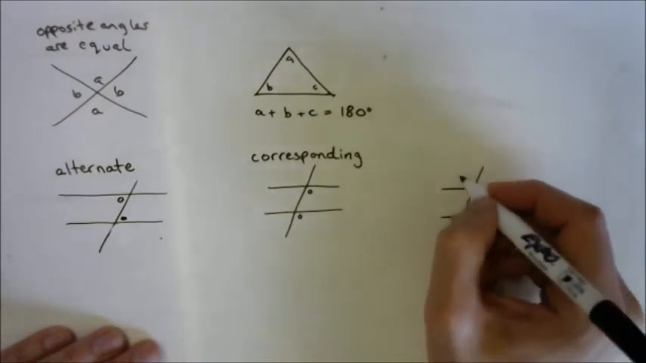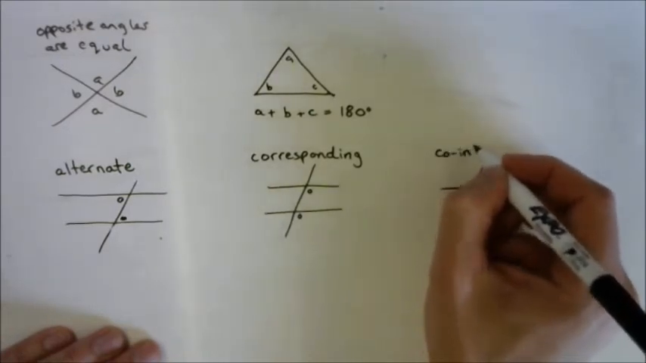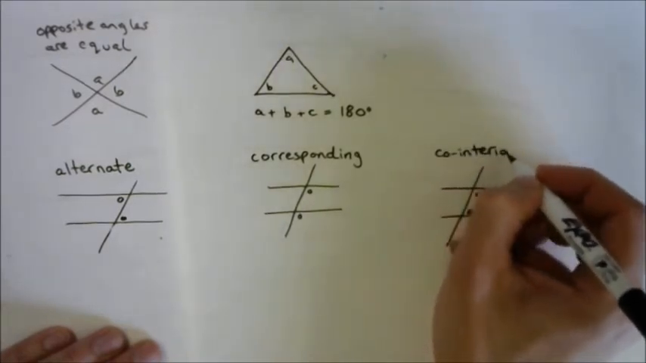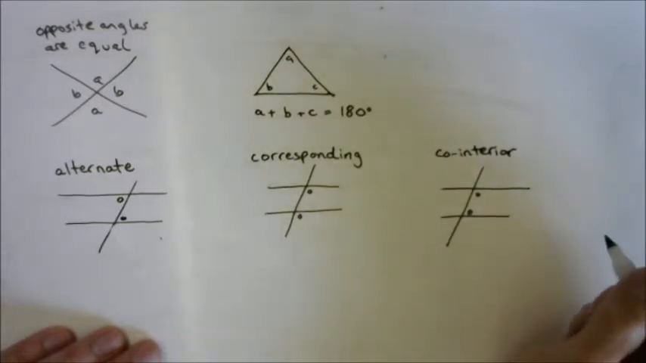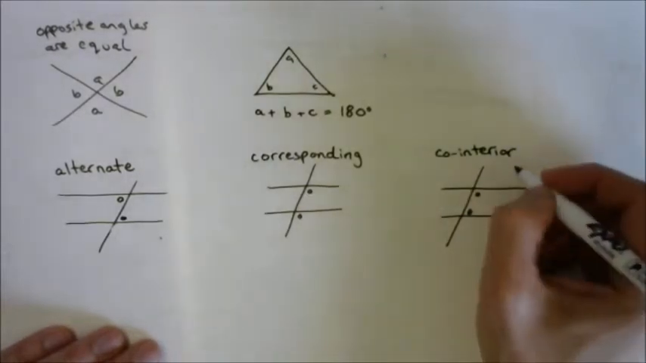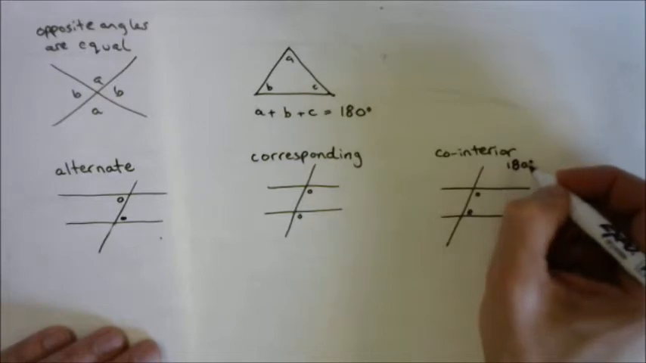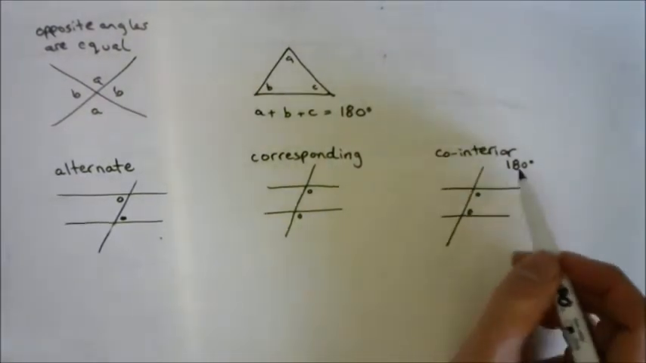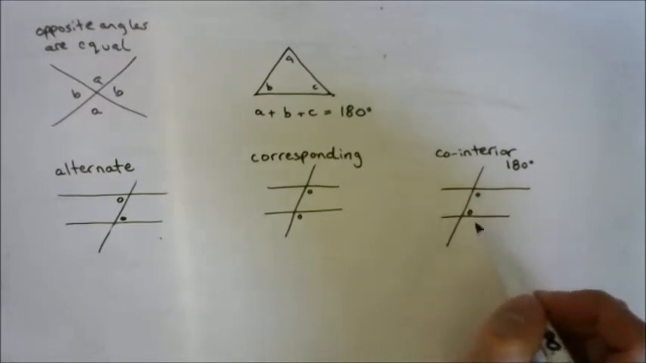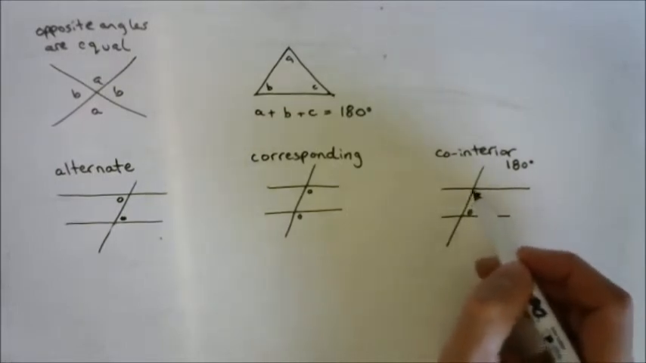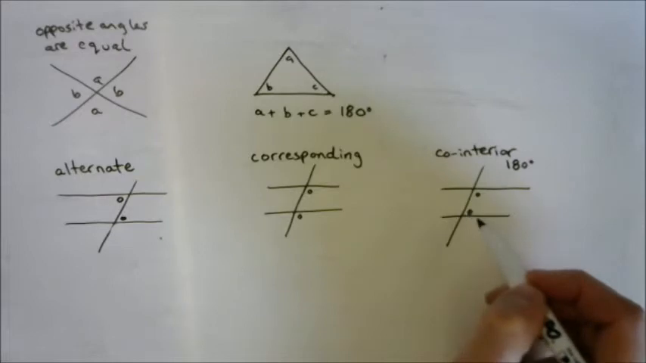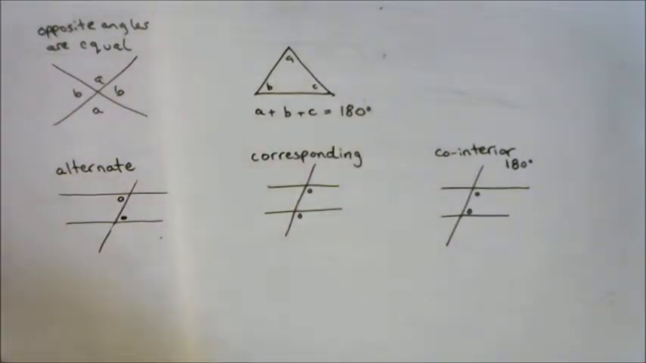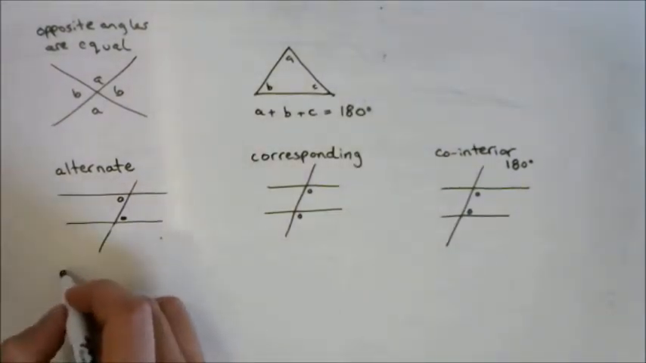These are called co-interior angles, and they have a sum of 180 degrees. So they are supplementary angles in a way. They add up to 180, and you can kind of see that, right? This one is obtuse, this one is acute, and they add up to 180. Good. Let's put that into practice at number 5.